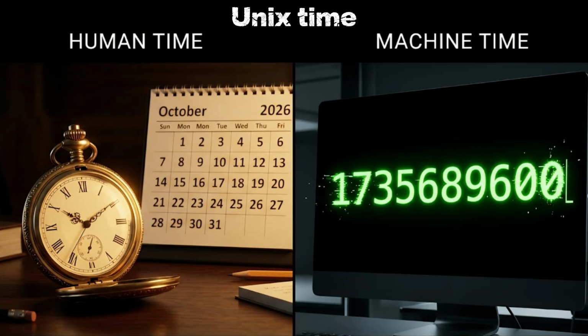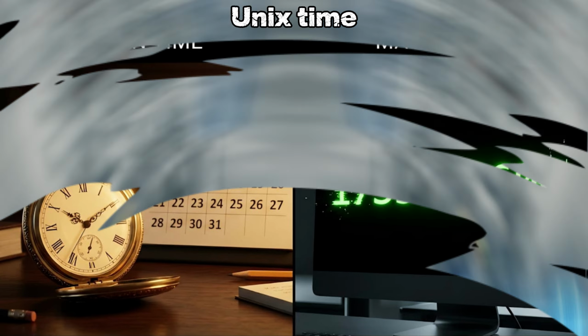To keep the internet running perfectly, machines had to invent their own way of tracking reality. Today, we are cracking the code on the hidden, beating heart of the digital world, Unix time. We are going to simplify exactly how computers count, the specific day the digital universe was born, and the terrifying mathematical bug that threatens to break it all in the year 2038.